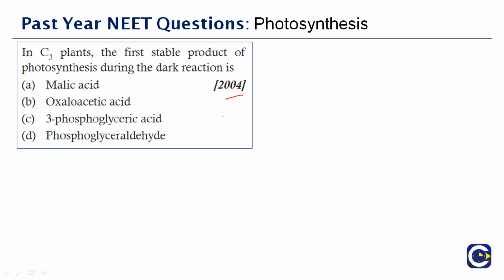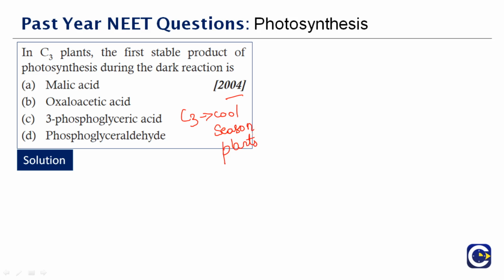Next question, which was asked in the year 2004. In C3 plants, the first stable product of photosynthesis during the dark reaction is dash. Now coming to the concept, I already explained. In C3 plants, they are asking us the first stable product of photosynthesis, especially in the dark reaction. You are given 4 options here: malic acid, oxaloacetic acid, phosphoglyceric acid, and phosphoglyceraldehyde. Out of these, we all know that C3 plants are called cool season plants because they cannot withstand high temperatures.